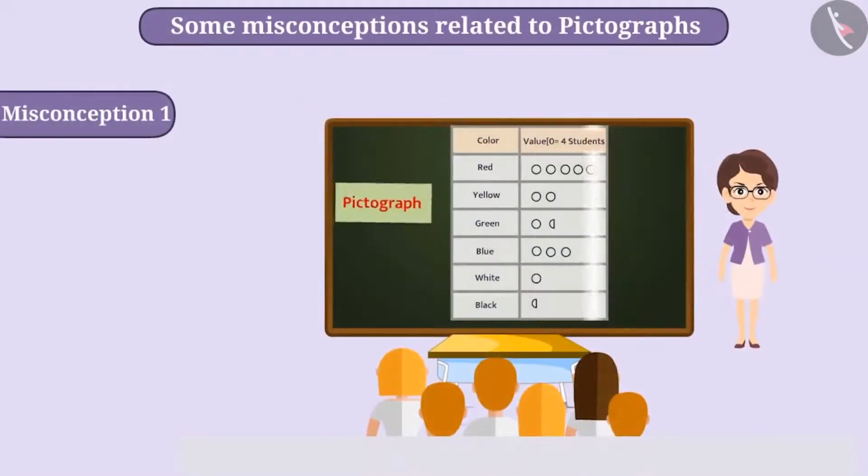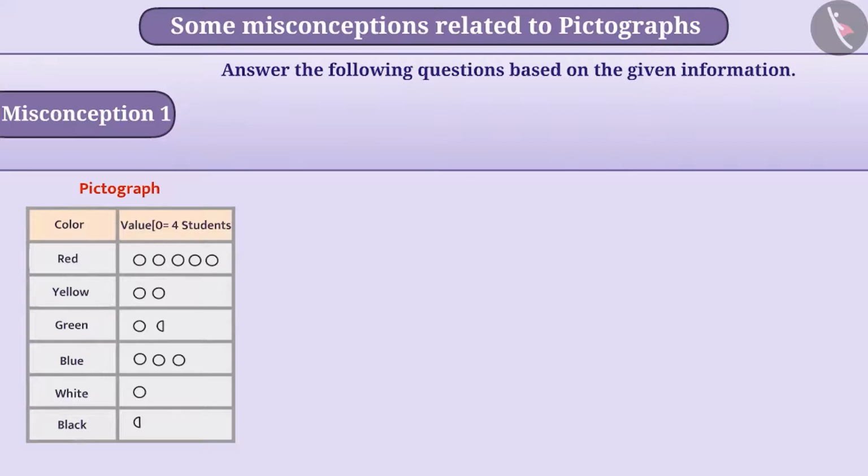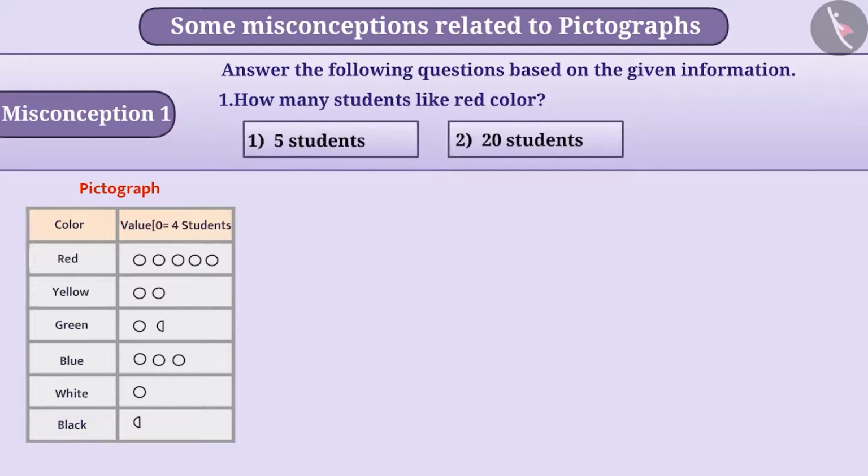Misconception 1. The following pictograph shows the information regarding the students' favorite colors. Answer the following questions based on this information. 1. How many students like red color? Some children do not see the value of the symbol given in the pictograph or ignore it. They do not understand its importance.